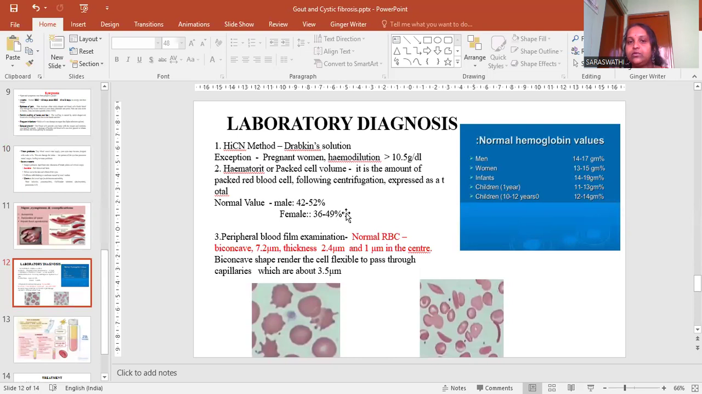Now, after diagnosing this, we can go with the laboratory diagnosis for sickle cell anemia. They'll do the blood test, right? They'll check the amount of hemoglobin present in the sample, gender wise. They'll cross check with the standard value of hemoglobin, and they'll go with the microscopic study. They'll check the structure of the hemoglobin.